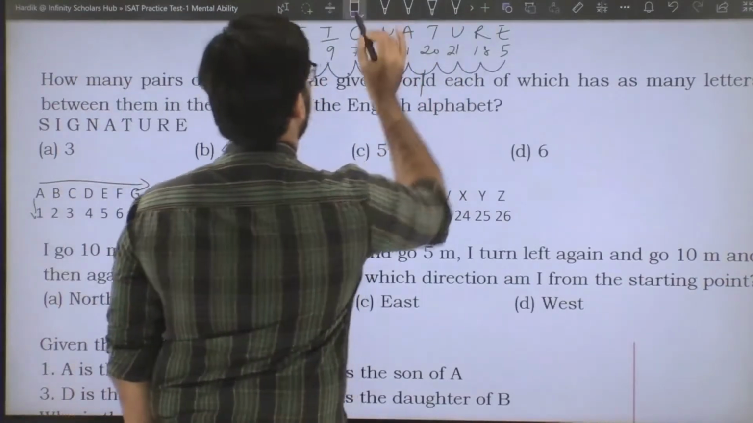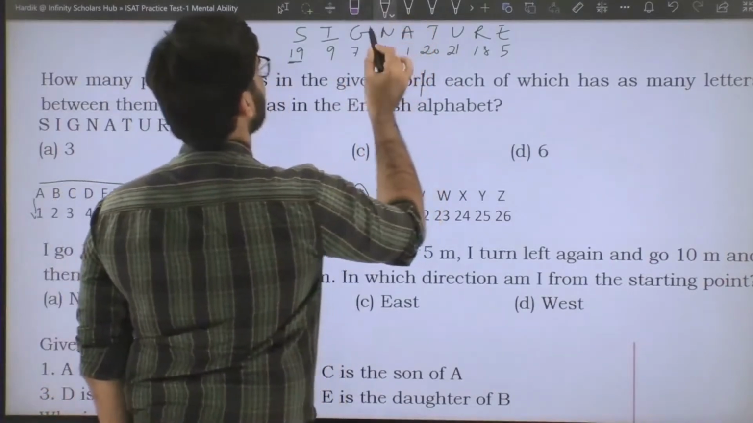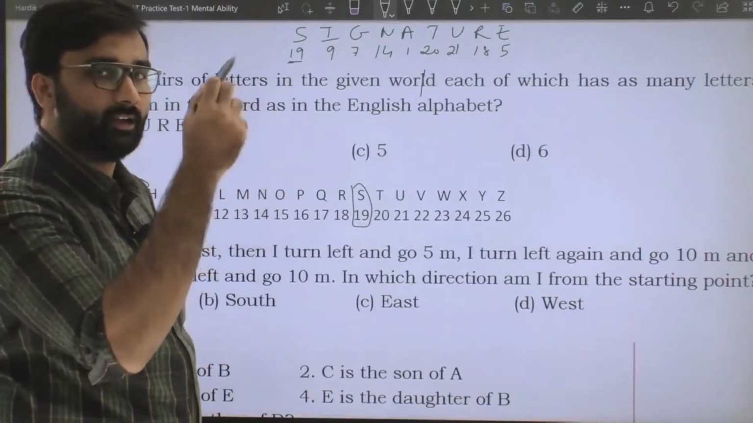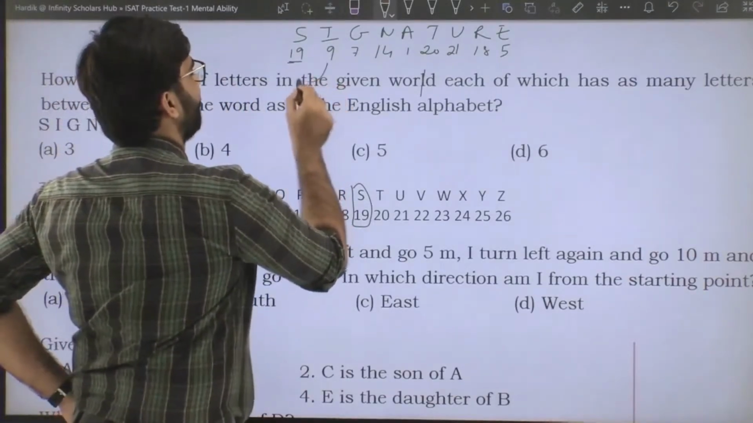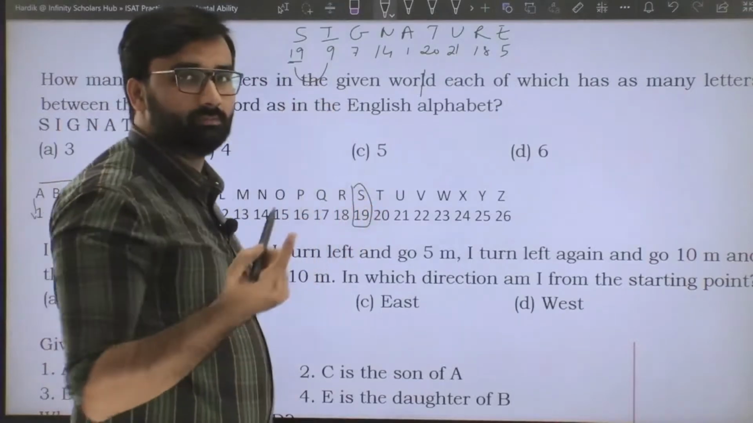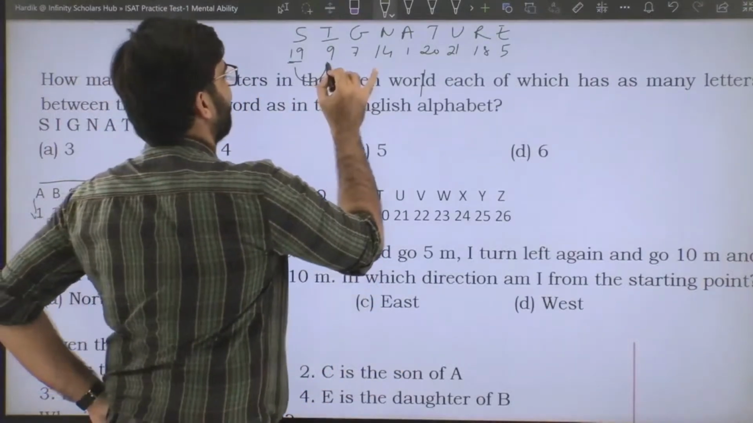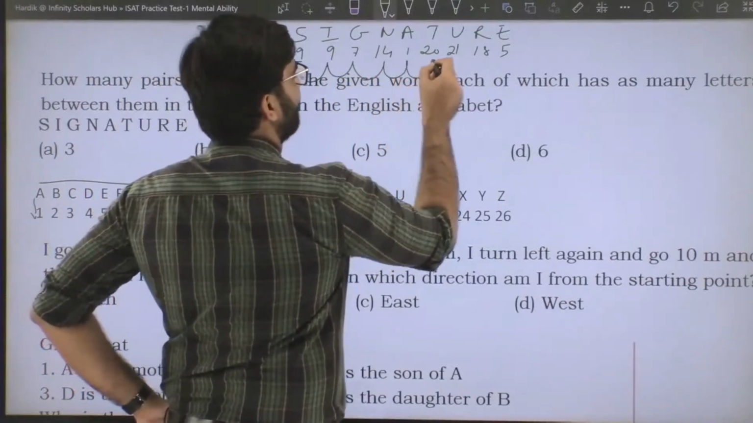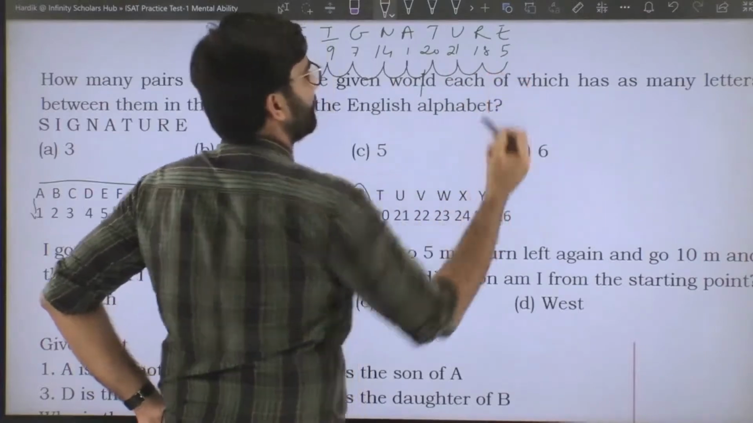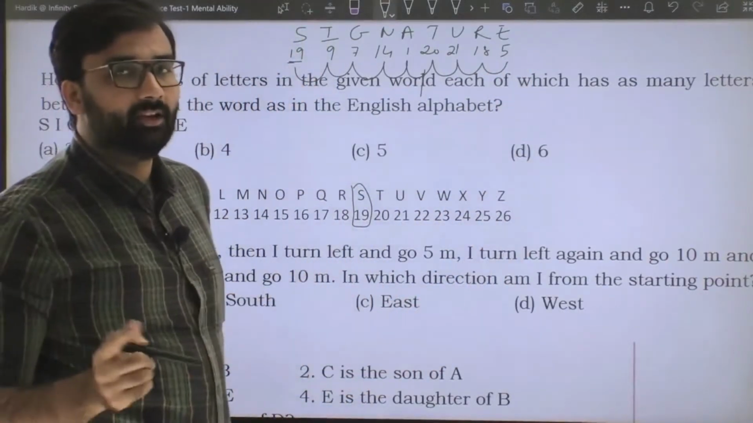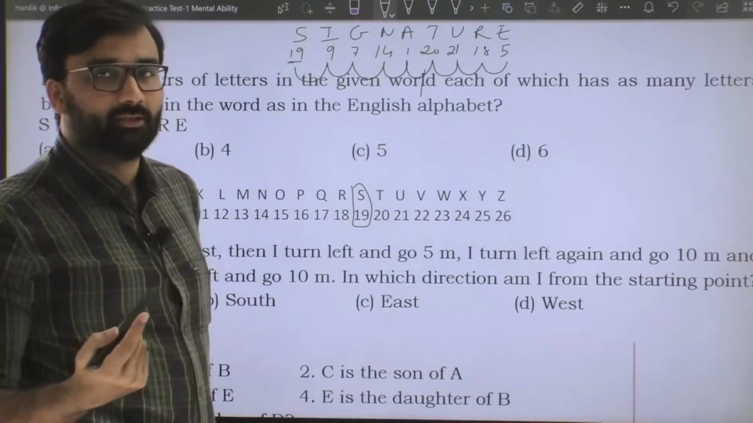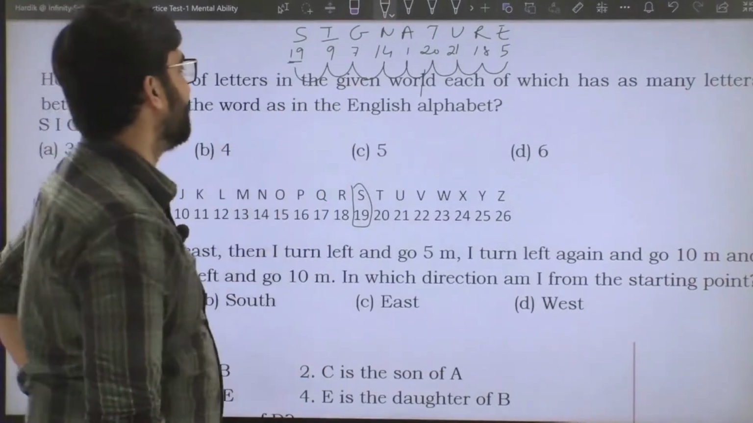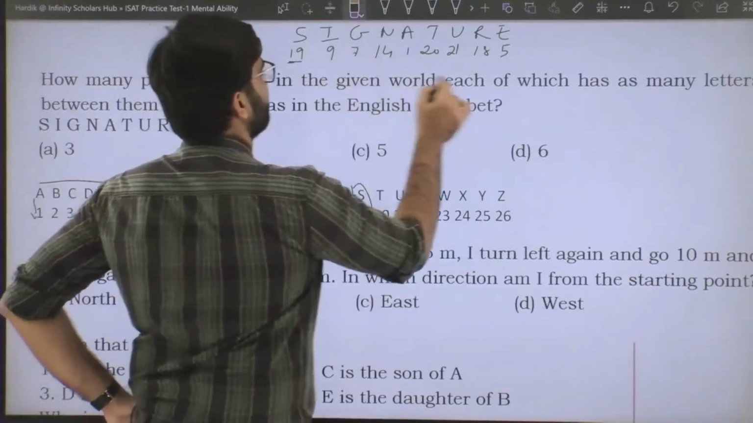Let's find it out from the second alphabet, which is I. As I told you, you have to go towards the left also, and towards the right also. After 9 you have 10, but there's 19 over here, so there's no pair. On this side, 10, 11, 12, 13, 14, 15, 16. Over here also there will be no pair, because none of these coincide with the numbers written over here. So this is also not correct.